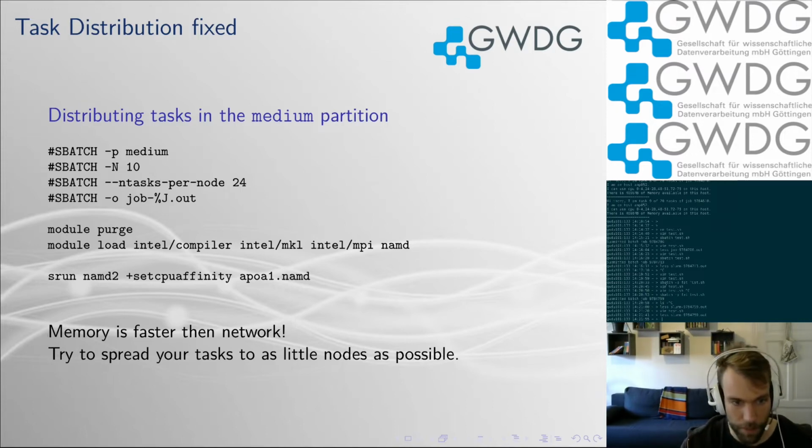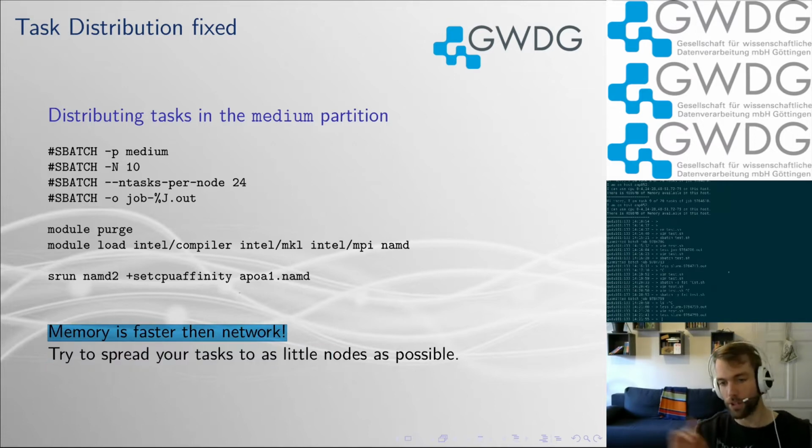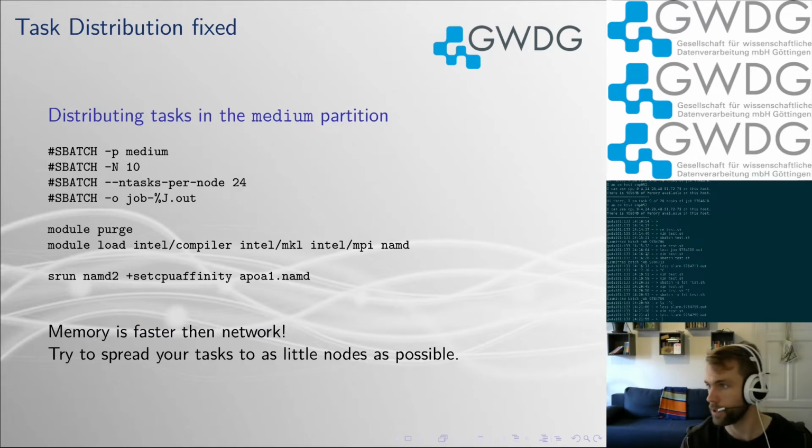Why am I doing that? Like 80% of you can ignore that, but if you are running an MPI job, try to put it onto as few nodes as possible, or at least don't spread it too far, because if the MPI processes are communicating within the node, they will use memory to communicate, not network. And memory is very much faster than network. So you should spread your tasks to as few nodes as possible. If you don't use MPI, just ignore whatever I just said, because you have a single task anyway.